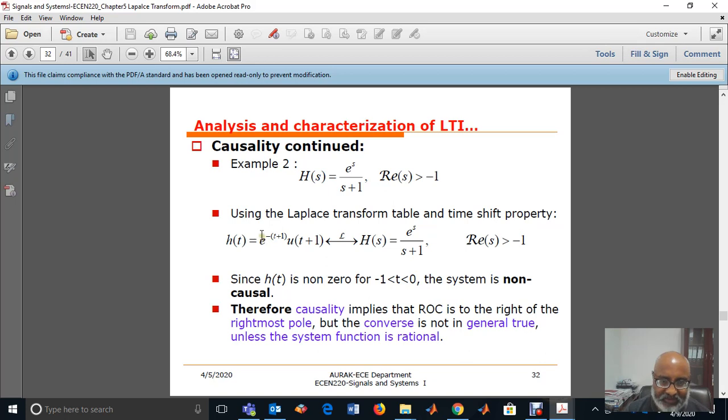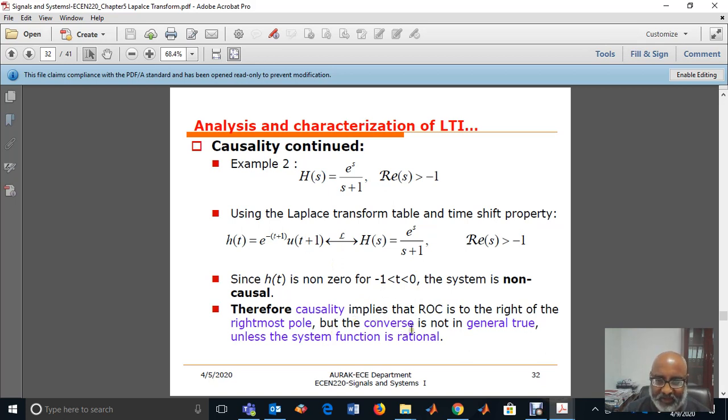However, if we see this system, is this causal or not causal? No, it is not causal. Why? Because there is a value between -1 and 0. As you see from this time domain expression, this signal for t less than -1 is 0, but for t greater than -1, it has some value, exponentially decaying, of course. Therefore, this system is non-causal because it has value between -1 and 0.